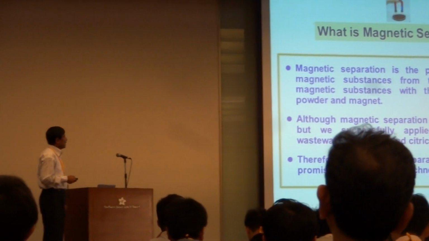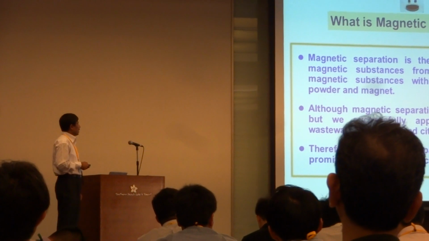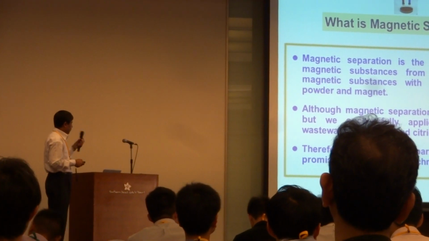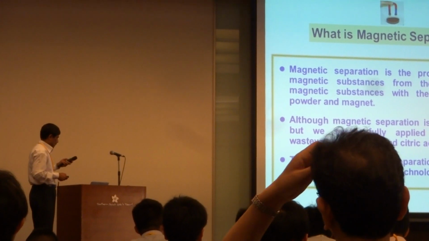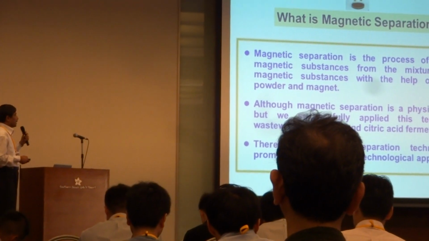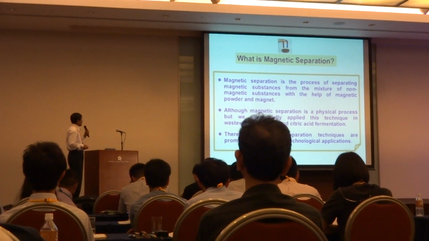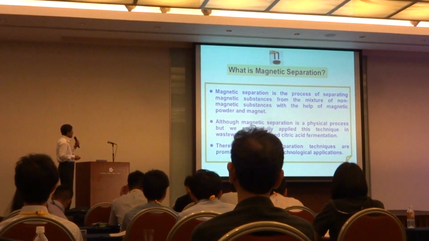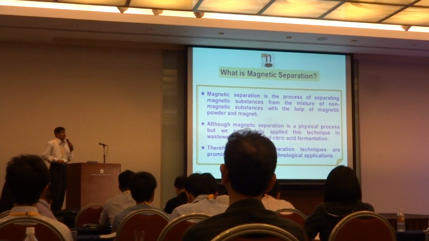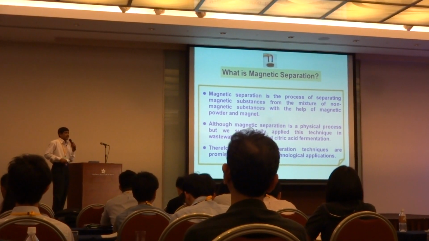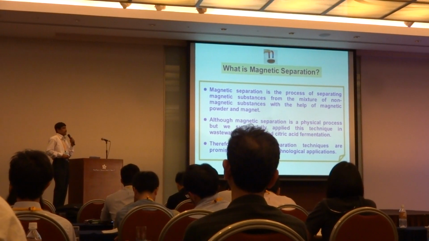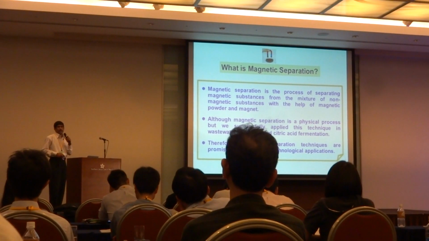Although magnetic separation is a physical process, we successfully applied this technique in wastewater treatment as well as in citric acid fermentation. Therefore, magnetic separation techniques are promising for various biotechnological applications. You know that this century is the century of biotechnology. So, this magnetic science would help biotechnology very much.